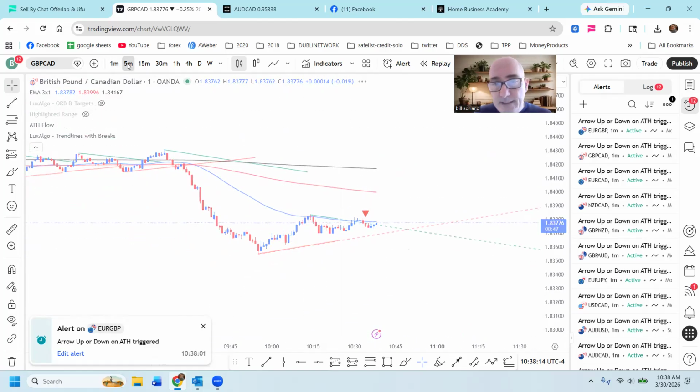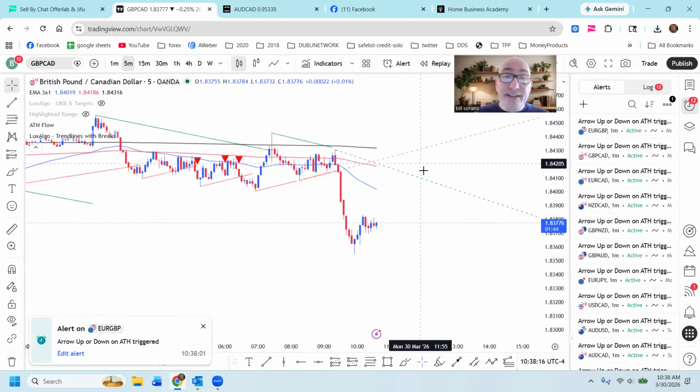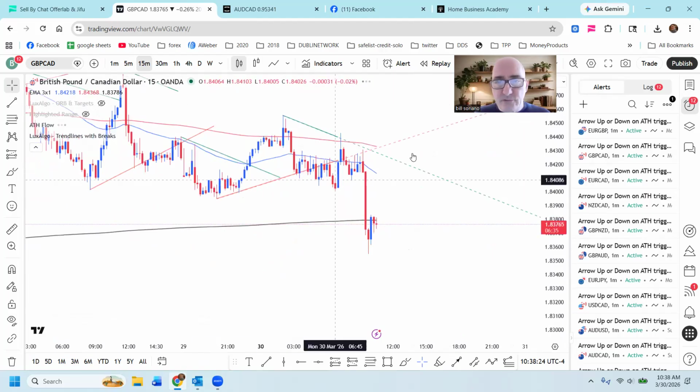You know, and it is important to note that on the 5-minute, the moving averages do line up. Okay. The 15-minute, like I showed you earlier, does not. It's still kind of bullish.